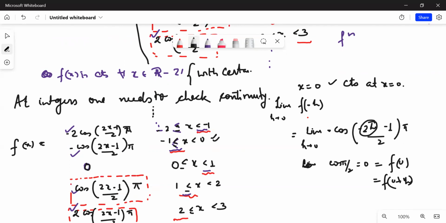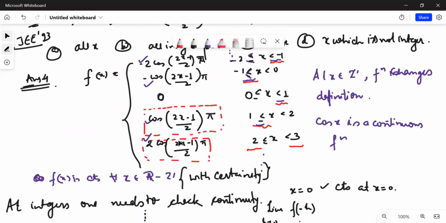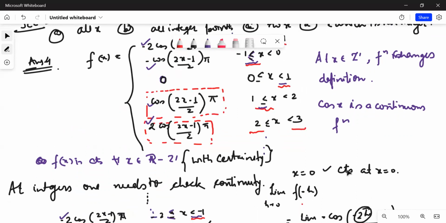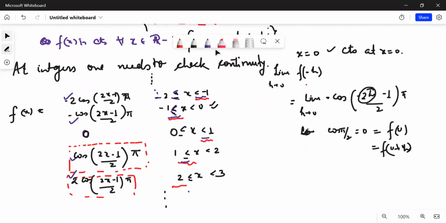Why with certainty? Because the function cosine x is continuous function. So for all these subintervals, your function is some cos function, and so cos function being a continuous function, this particular function would be continuous for all R except at Z, which will need a further evaluation. So at x equal to 0, you can see that your function is continuous, isn't it? Similarly, at x equal to 1 also you can see that your function is continuous.